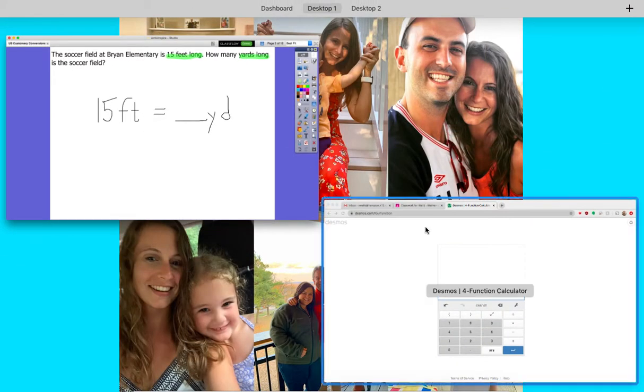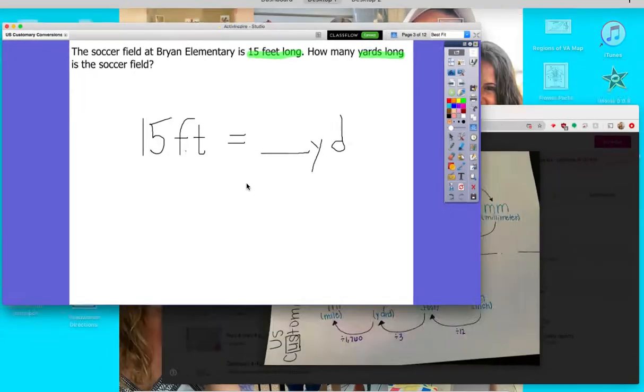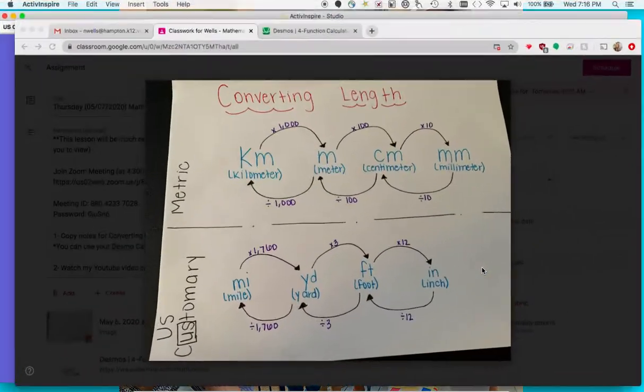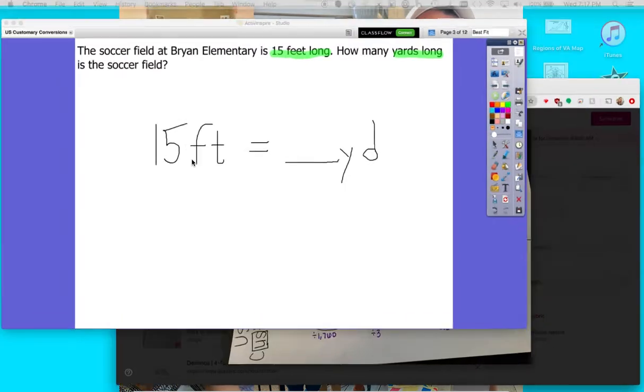Again, I'm going to use my anchor chart. It told me 15 feet, so I'm going to put my mouse on 15 feet, and I've got to get to yards. So again, I can't go up because that arrow's not pointing in the right direction. So from feet to yards, our problem was 15 feet divided by 3, and that will give us our yards.